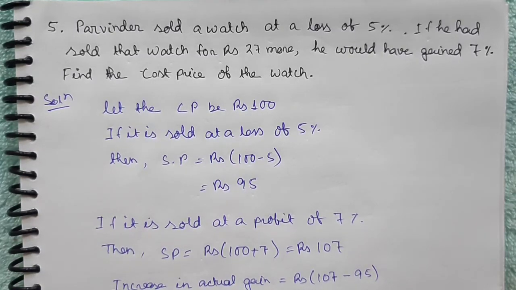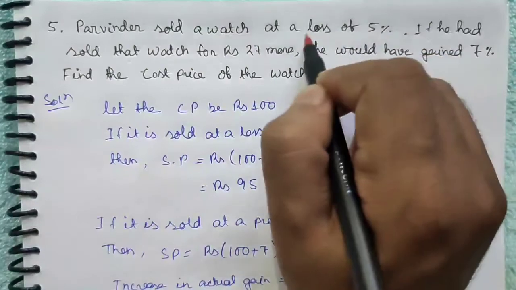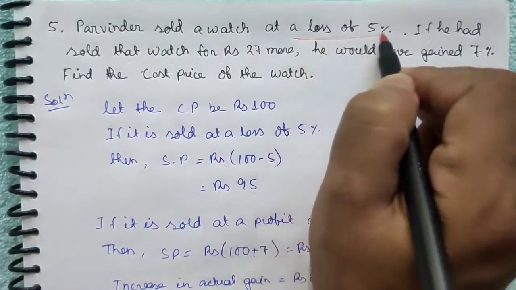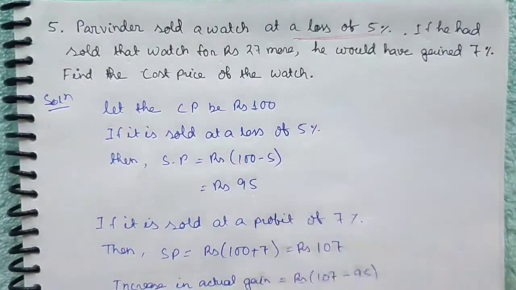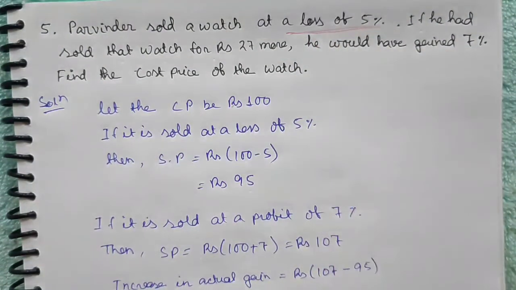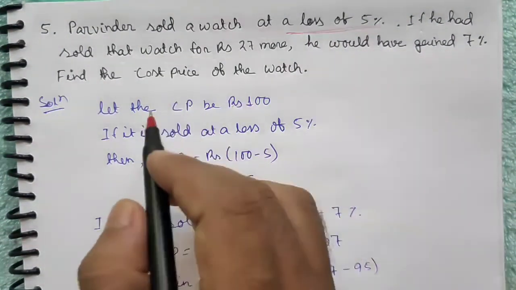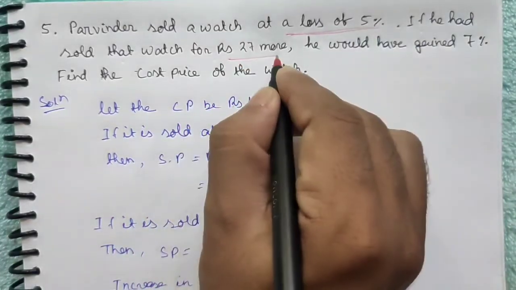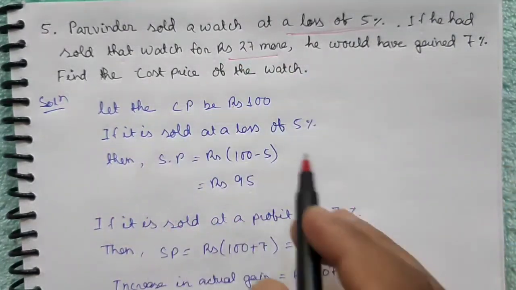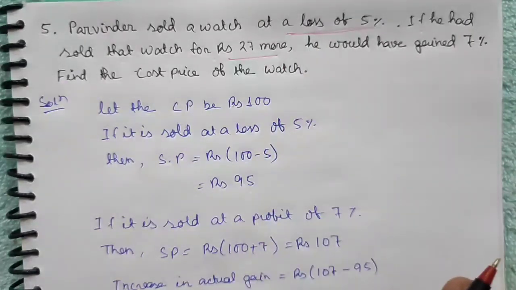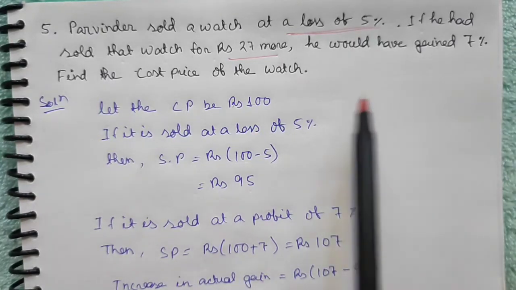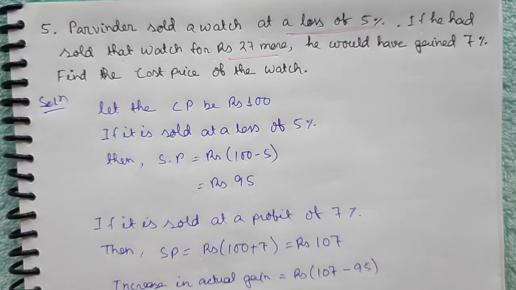So Parvinder sold a watch at a loss. Here the loss percent is given, not the loss amount. So the loss is how much? 5%. Now it is saying that if he had sold that watch for rupees 27 more, he would have gained 7%. Now we have to find the cost price of the watch. This question is a bit different type of question, and it is one of the most important questions for your exam.